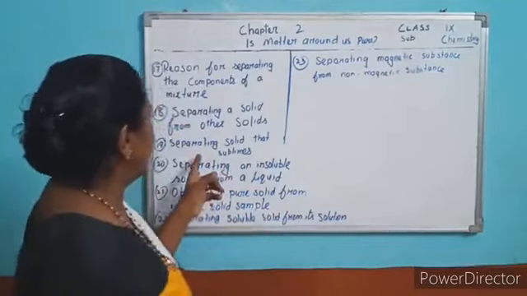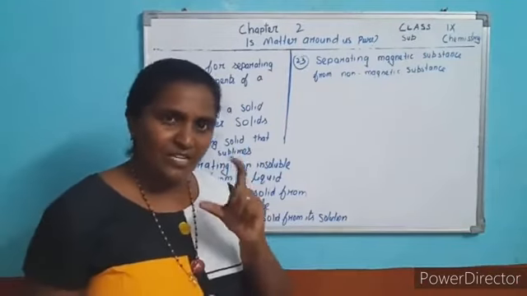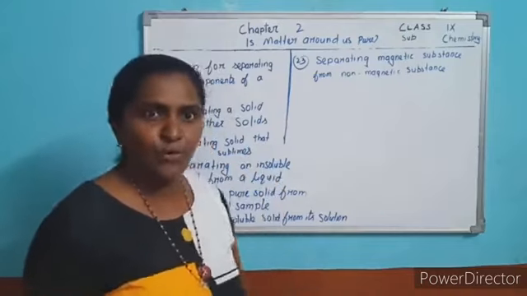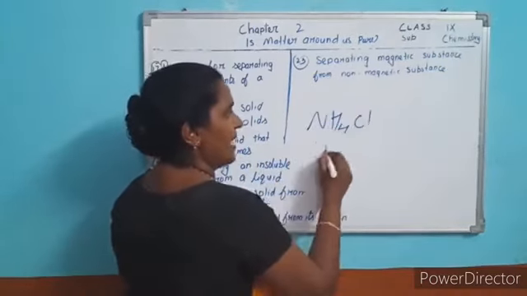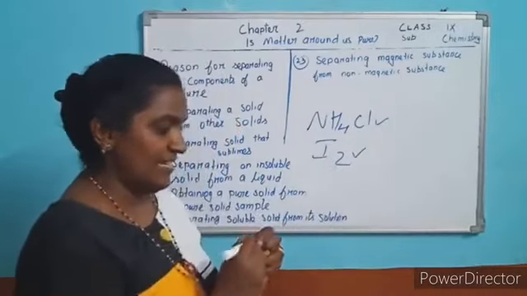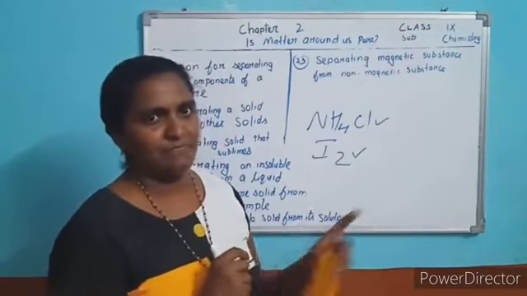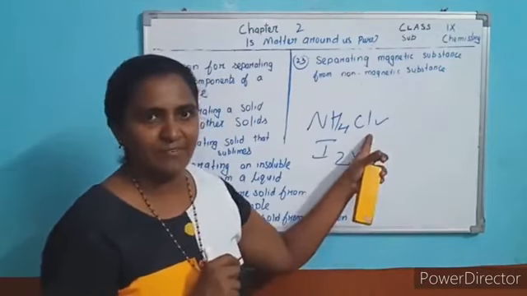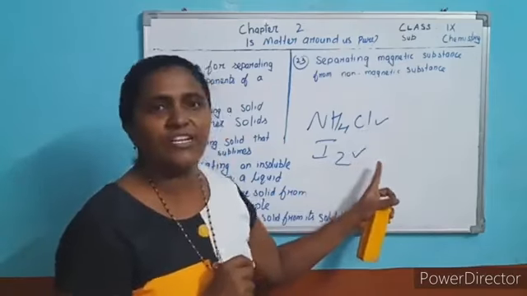The next method is how to separate a solid from a sublimating compound. Here the example is ammonium chloride or iodine. Ammonium chloride is white in color. Iodine is blackish purple in color. Okay, this one is white in color. This is mixed with the sand. Or this iodine is mixed with the sand.